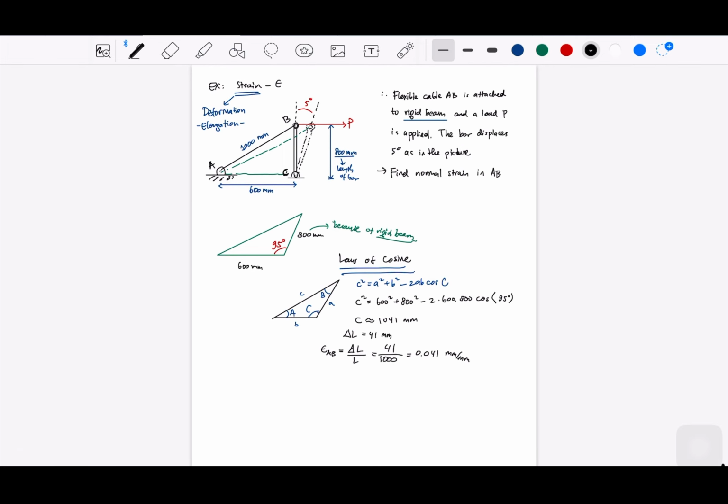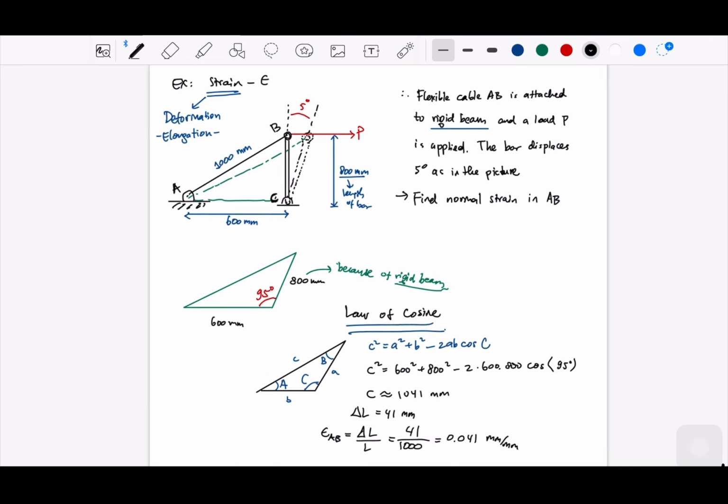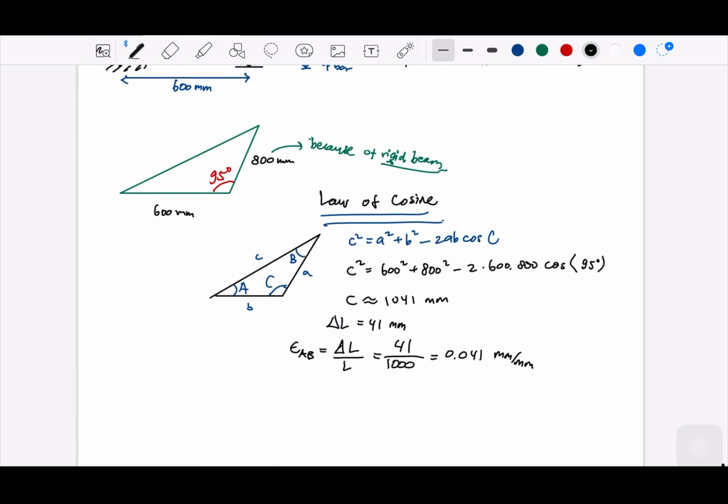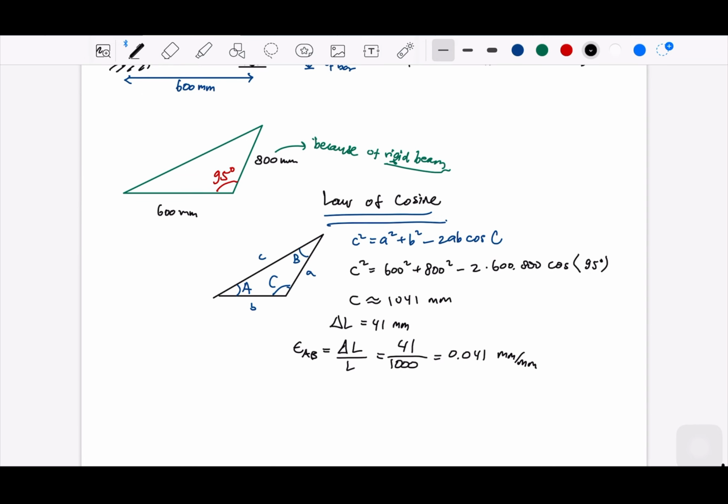Now the next section, I want to introduce you to the basics of engineering design. If you are not seeing clearly, let me know.